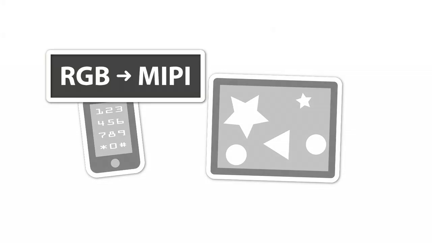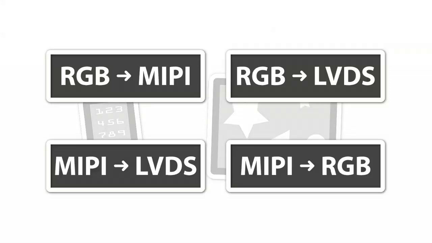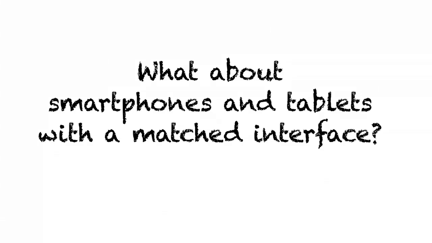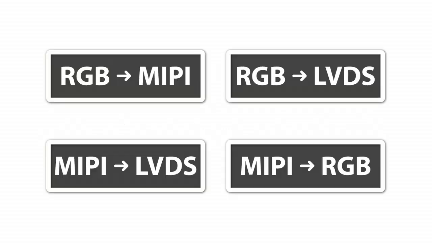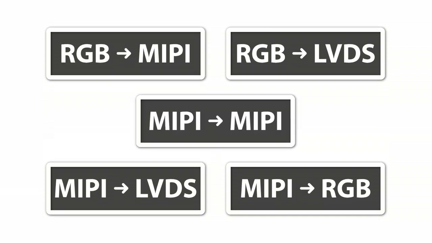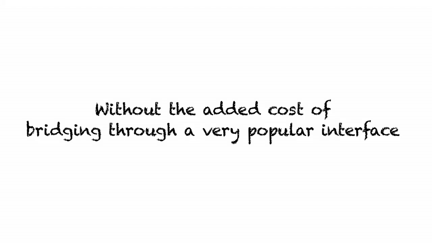By far, the dominant interfaces in the smartphone and tablet markets are RGB, LVDS, and MIPI. The ArcticLink 3 VX performs vital bridging functions between RGB, MIPI, and LVDS, making it immediately attractive to those 60 million or so mismatched smartphones, plus tablets. So you may be asking yourself, what about smartphones and tablets with matched interfaces? Well, to make sure we aren't left out of those 700 million or so units, we do feature the smartphone-centric MIPI interface in pass-through variants. This allows OEMs to use our power savings and viewability enhancement features without the added cost and size of bridging.